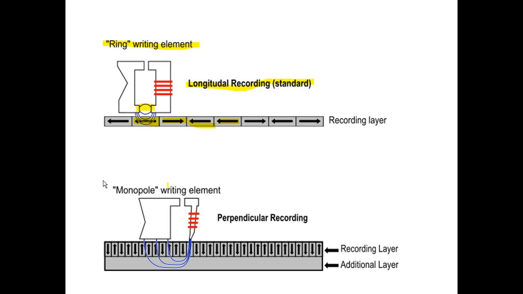Another way of saving data on your hard drive is what's called a monopole writing element, and instead of longitudinal recording, it uses perpendicular recording, so the actual north and south arrows are not horizontal, they're vertical. They're running up and down on this recording layer. Again, both of these are different ways of saving information on a hard drive. But because of hardware abstraction, we don't really need to understand what's going on at this level. We just know that when we save something, it gets saved on the hard drive.